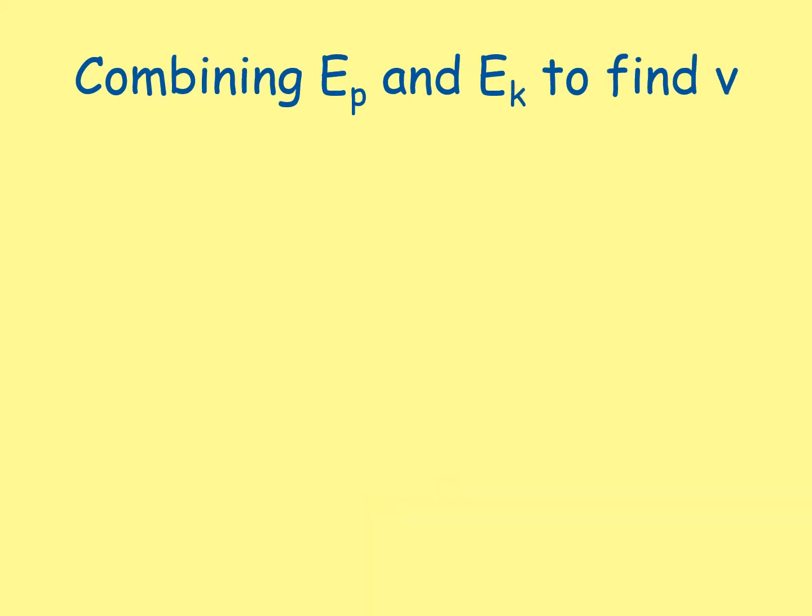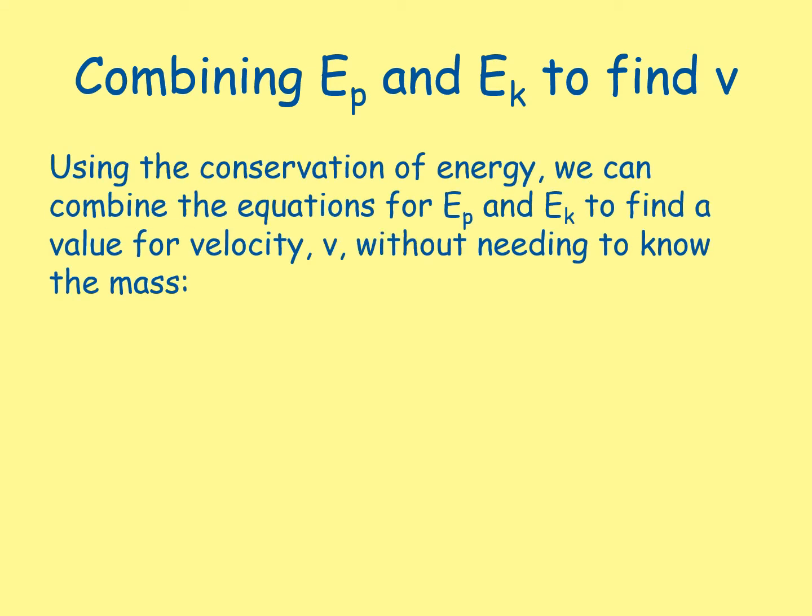Combining potential energy and kinetic energy to find velocity. Using the conservation of energy, we can combine the equations for potential energy and kinetic energy to find a value for velocity, v, without needing to know the mass. First, let's write down our equations for potential energy and kinetic energy. So EP equals mgh, and EK equals a half mv squared. Because energy is conserved, we can say the potential energy is equal to the kinetic energy.